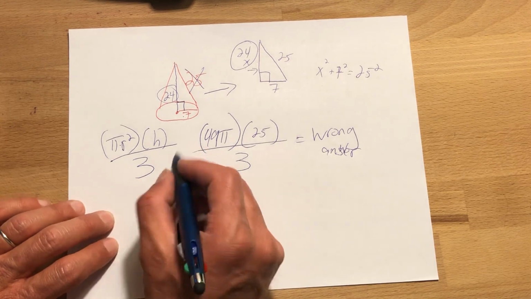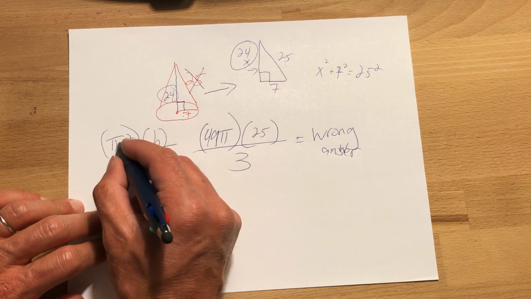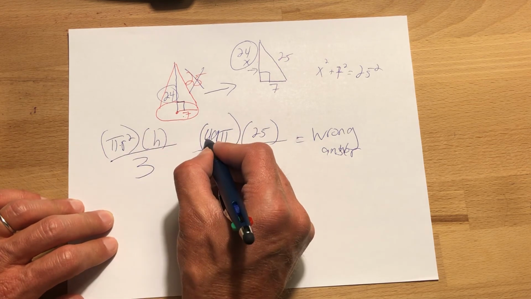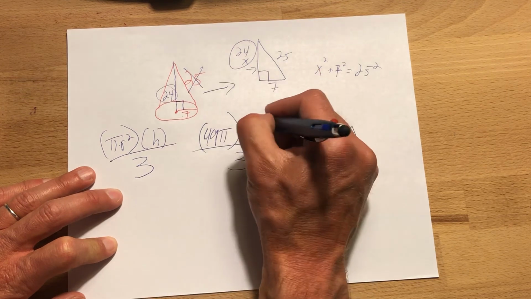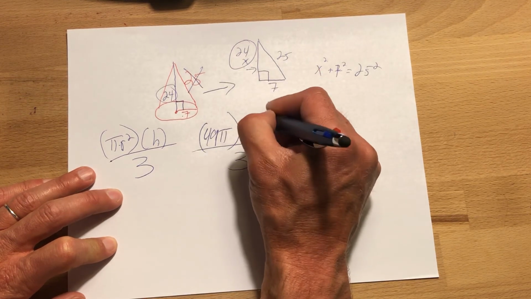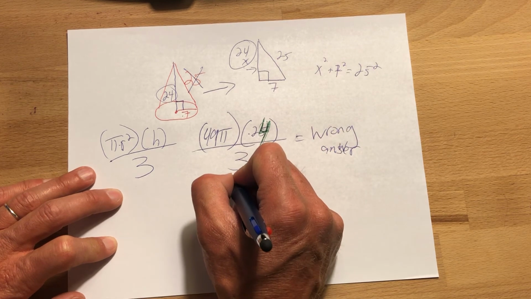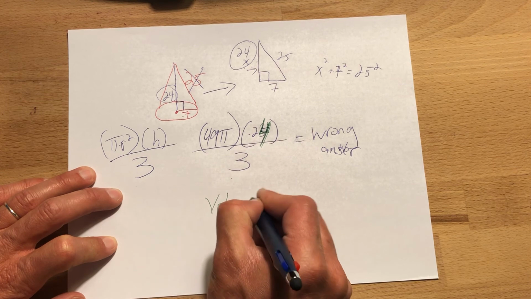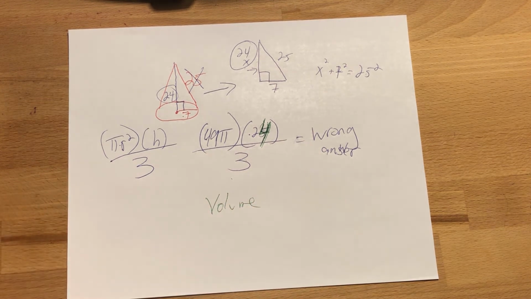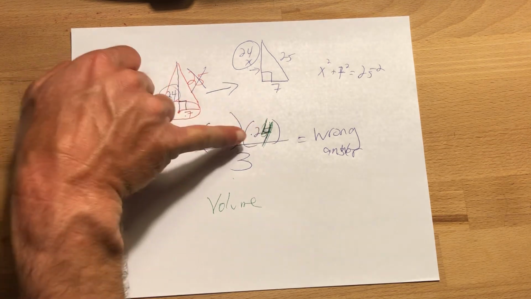Now what you do is 49 pi times, not 25, 24, because that's the actual height, all divided by 3, and that's going to be the volume of the cone. And then you just plug it in: 49 times pi times 24, and that answer divided by 3.